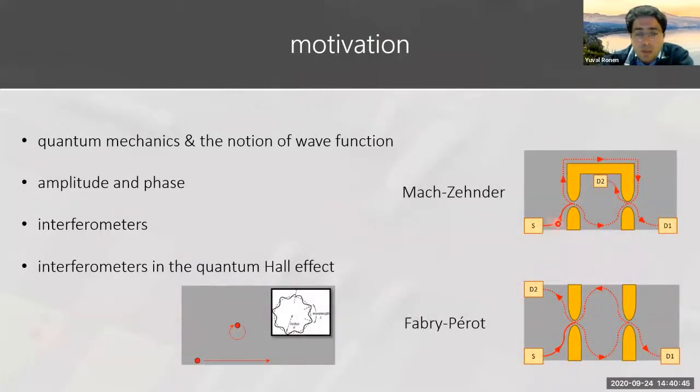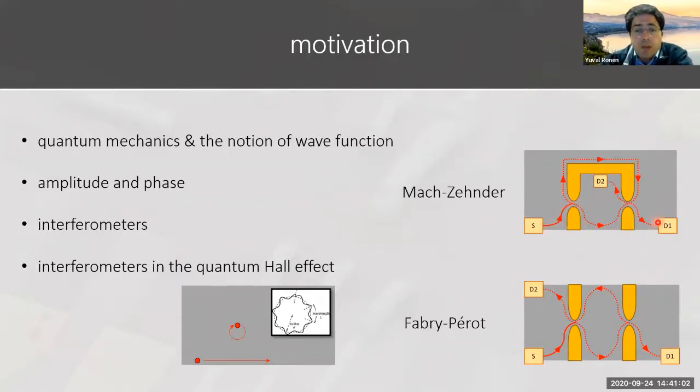So what you see here are basically the schemes now for the Mach-Zehnder and the Fabry-Perot, which are in the quantum Hall effect, in the electron base. So instead of a beam splitter, now you have these two QPCs. Okay, QPC is a quantum point contact. It's like the analog of a beam splitter.